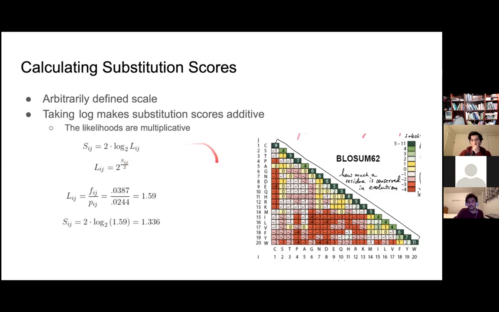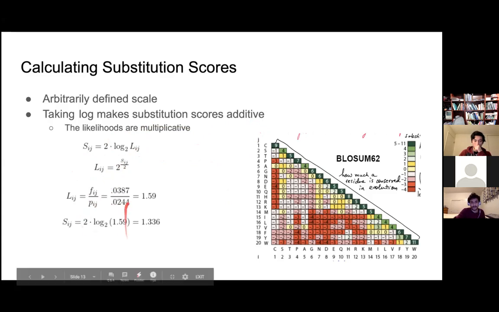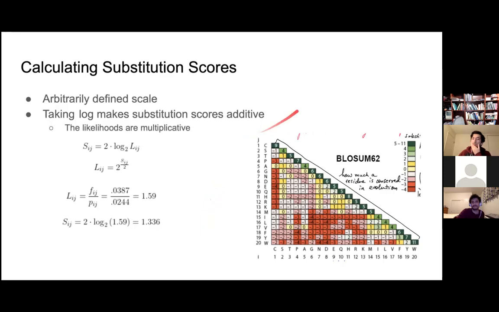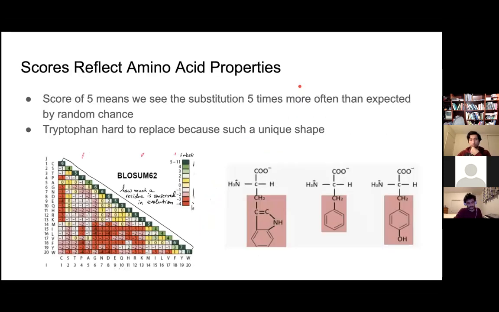And make sure you keep track of which is which, because when you take the log of anything, really, you end up having an additive property. So by taking the log of these likelihood ratios, we're now able to add substitution scores together. So if we took the substitution score for one pair and another pair and a third pair, we could add those together. If we were just dealing with likelihoods, because they're probabilities, we'd have to multiply them together. Make sure you know that, keep track, but we can plug this number into our equation, solve, and we get a score of 1.336.